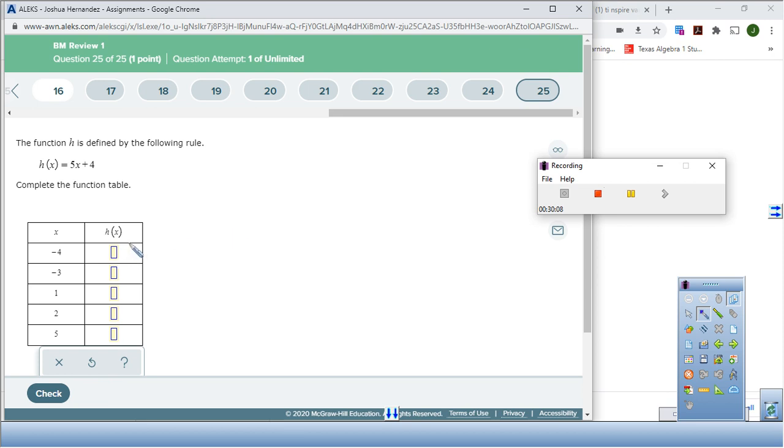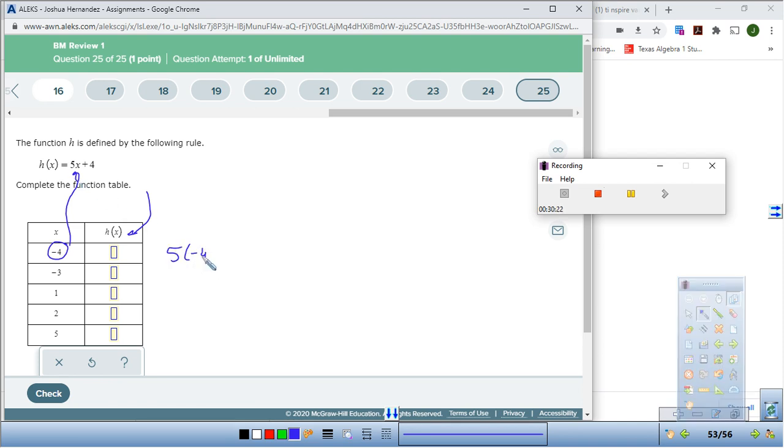What this is asking me to do is plug in these values for x and then tell me what I get as my answer. And that's it. So here that'd be 5 times a negative 4, plus 4. For this one, 5 times a negative 3 plus 4. Here, 5 times a 1 plus 4. Here, 5 times a 2 plus 4. 5 times a 5 plus 4. I want you to do the math real quick.